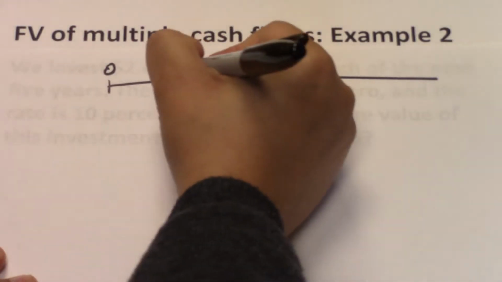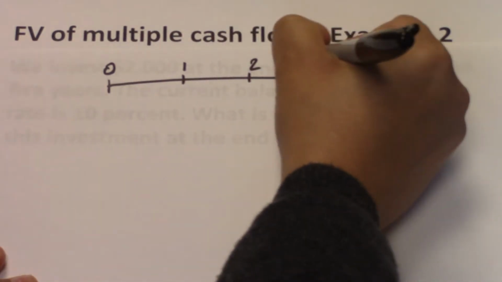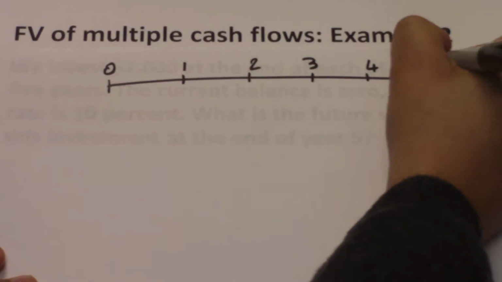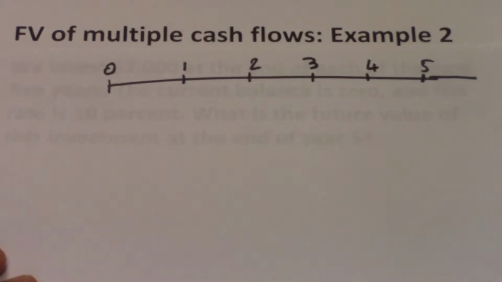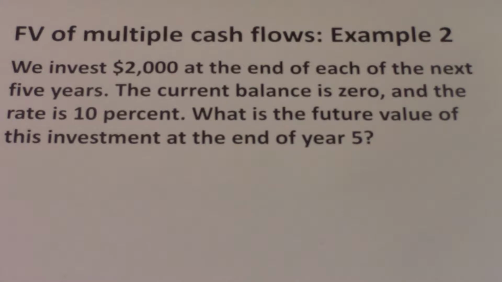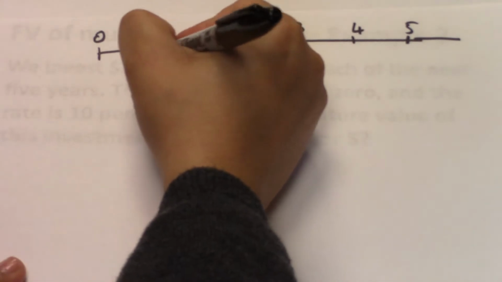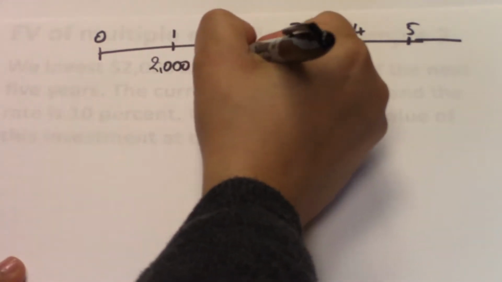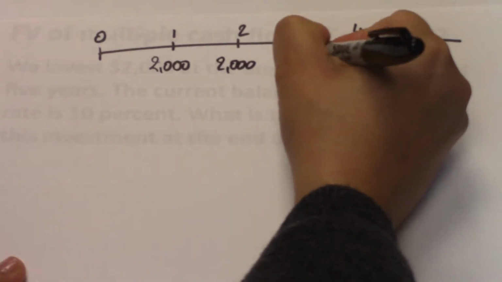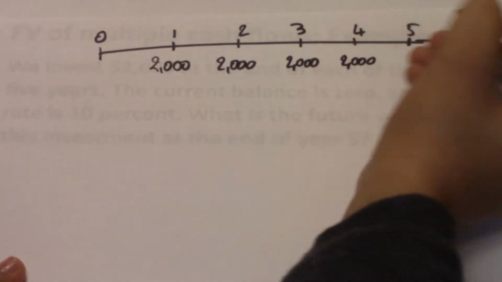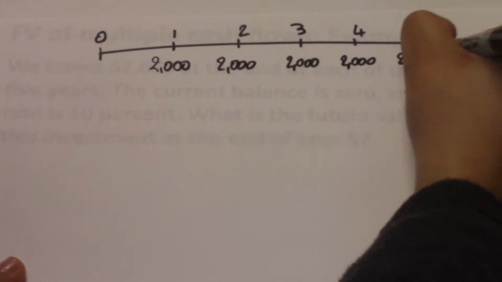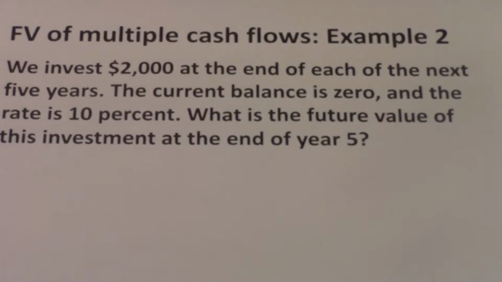Okay, so we have time 0, which is today, year 1, year 2, year 3, year 4, and year 5. The problem is telling us that the current balance is 0, so there's no money in our account, and we are investing $2,000 at the end of each of the next 5 years. So at the end of year 1, we are investing $2,000, year 2, $2,000, year 3, $2,000, year 4, $2,000, and then year 5, $2,000. And we're trying to know what is the future value of this investment at the end of year 5.